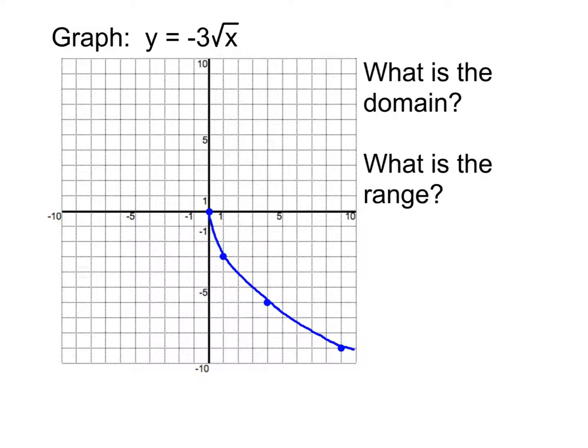Domain. Is domain x or y? It is x. And so our x values start at 0, and then they go to the right. So our domain is x is greater than or equal to 0. Range is y values. Our y values start at 0, and they go down from there. So our range is y is less than or equal to 0.